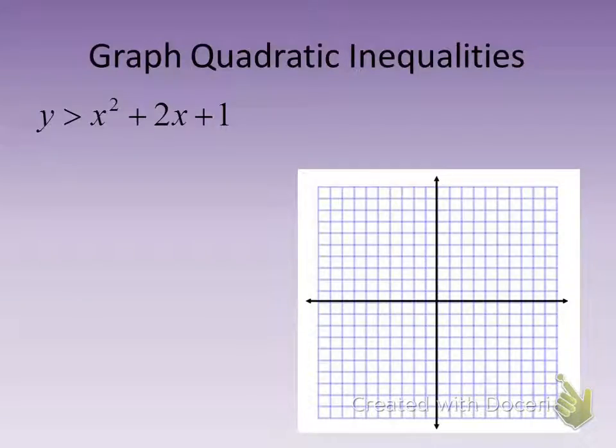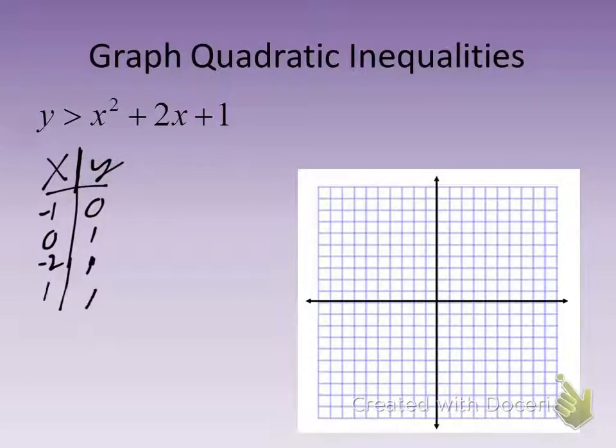So you get that table from the function y equals x squared plus 2x plus 1. I'm going to save you the time. Your points are negative 1, 0; 0, 1; negative 2, 1; 1, 4; and negative 3, 4. So you go ahead and plot those points.